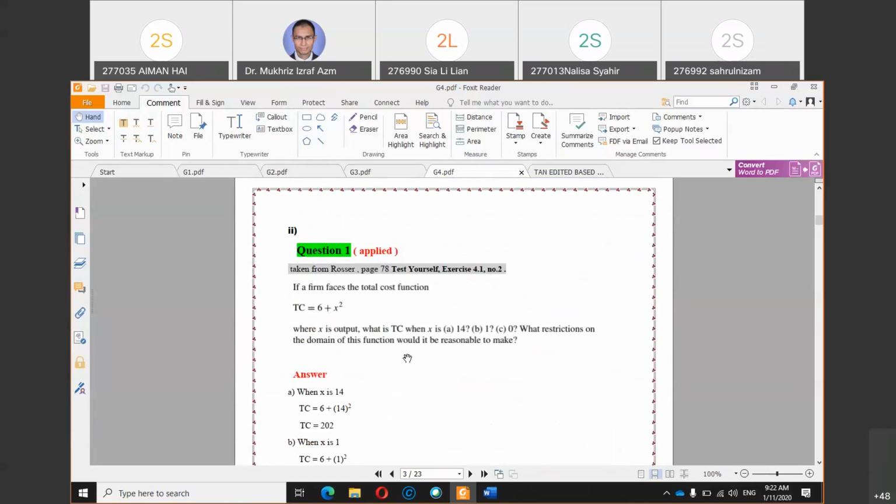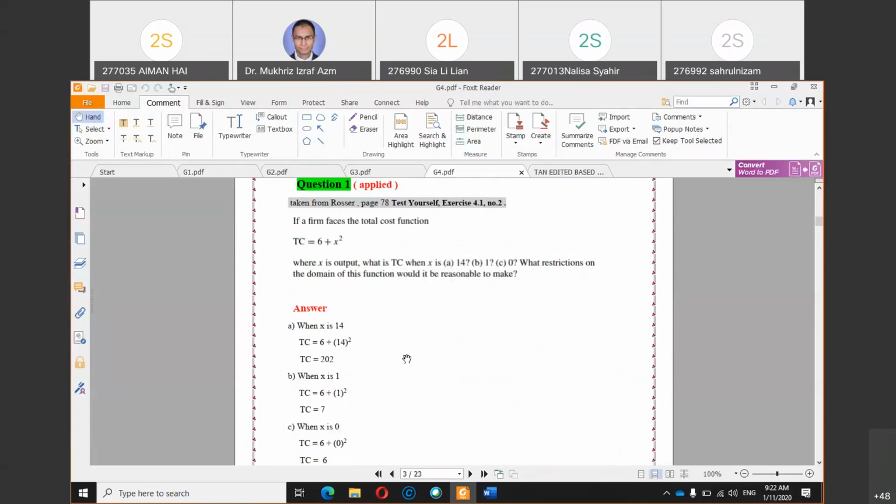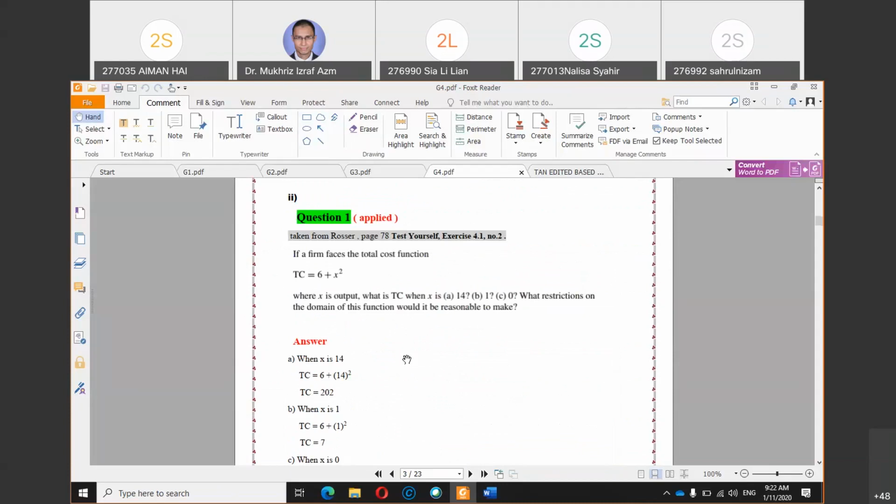What is the section? Can you explain what this question is about?